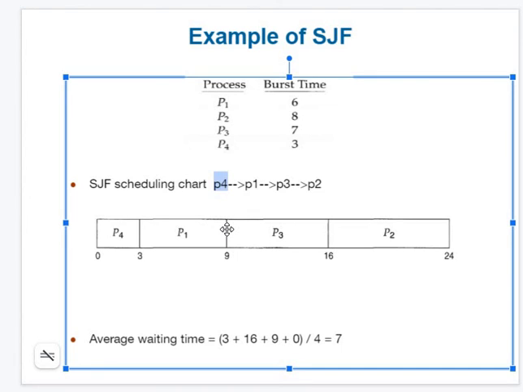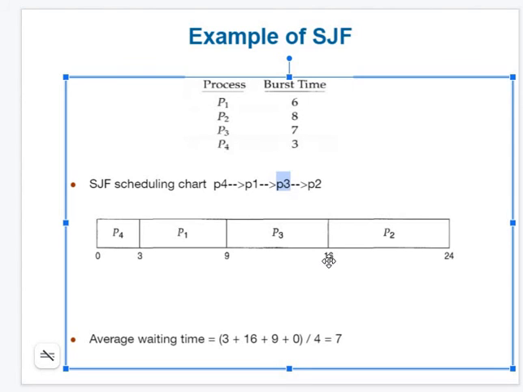So what's there after 9? Actually 9 means P1 completion, start of some other. So what is that new one? We have to select it by this. That's P3. So what is P3 here? P3 started at 9, continues for the next 7 time units. 9 plus 7 is 16, hence it stops at the 16th time interval. Hope it is clear now.